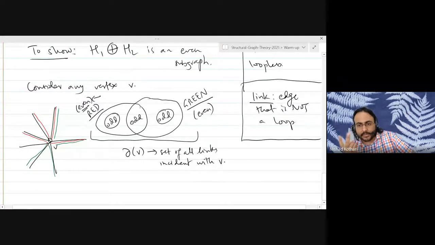So there are two cases. Either the red intersection green is odd or the red intersection green is even. But in both cases, you will get that the symmetric difference is even.